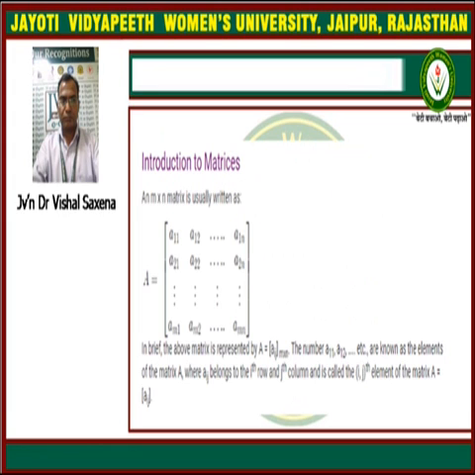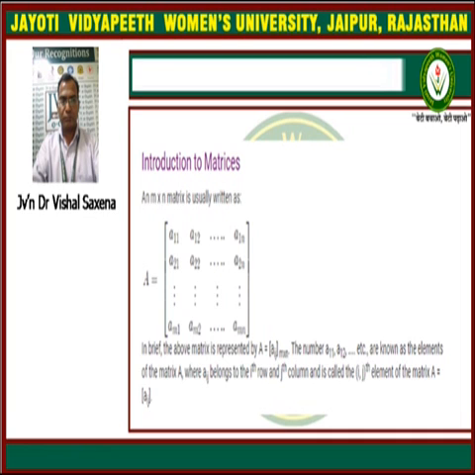So next, the introduction to matrices. An m by n matrix is usually written as capital A, and it is written in bracket form, consisting of some elements: A11, A12, A13 and till A1n. Second row is A21, A22, A23 and till A2n. In the similar way, the mth row is given by Am1, Am2, Am3 and till Amn.